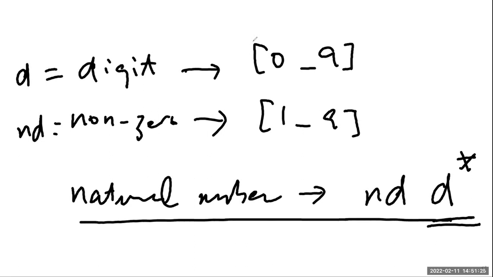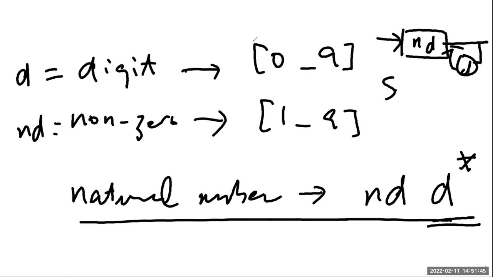Regular grammar can be written in regular expression format. Here we can also write it down as a syntax diagram. We have now a non-zero digit followed by 0 or more digits, like this. That is the so-called syntax diagram.